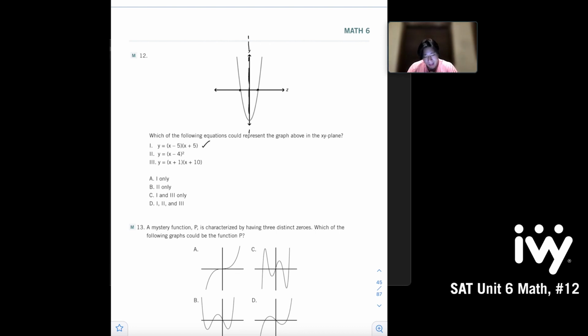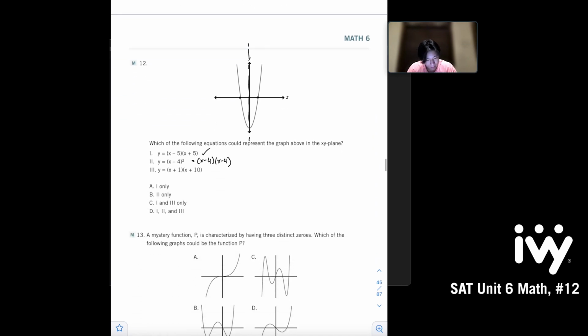The next one, we have x minus 4 squared. So what is x minus 4 squared? That's just the same thing as x minus 4 times x minus 4, which means there's only one distinct root, which means it would look something more like this. It'd be just touching the x-axis. So that can't be right.